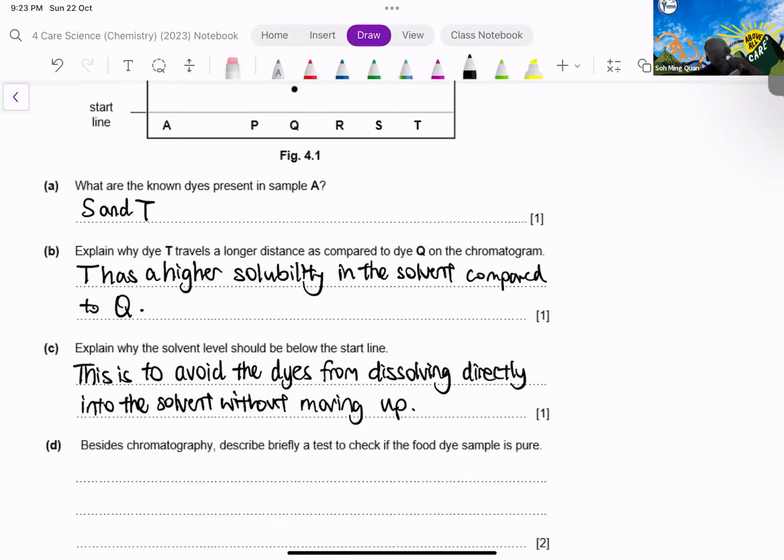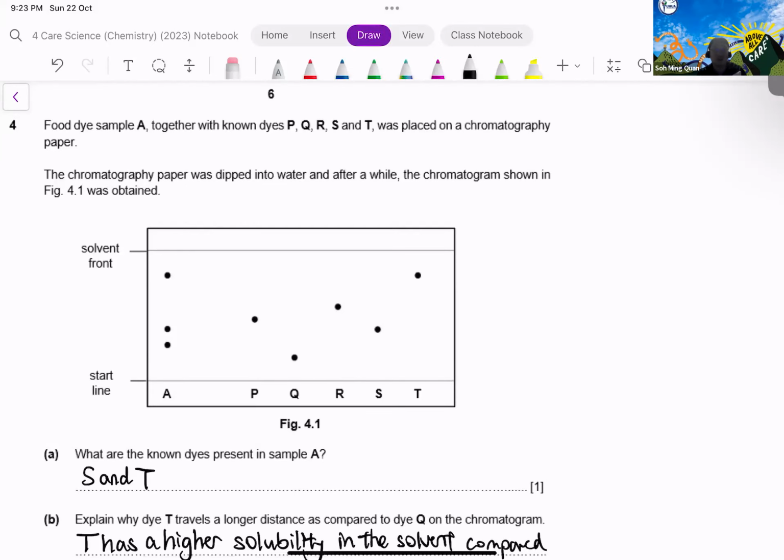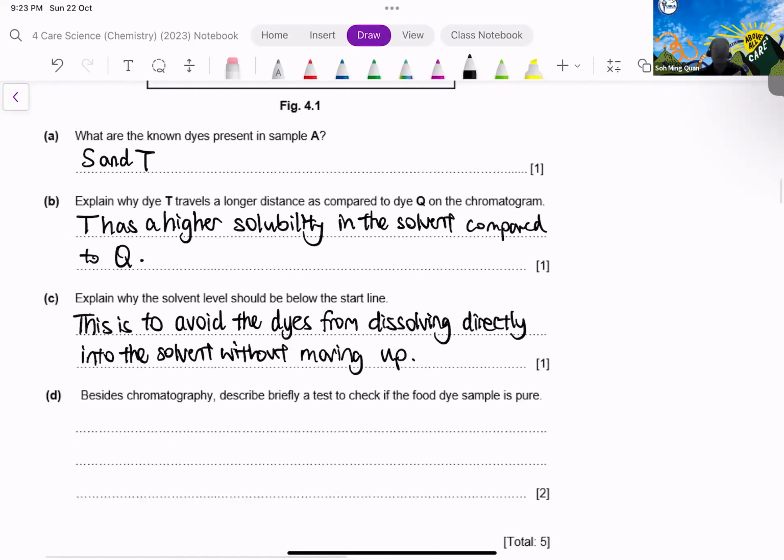Now, let's go through part D together. Besides chromatography, describe briefly a test to check if the food dye sample is pure. All right. Now, what can you do to check whether the food dye sample is pure or not? In this case, you are not told if the food dye is a solid or a liquid. Most food dyes tend to be solids. So if it's a solid, we can measure the melting point. Whenever you're asked to determine the purity of something, we should measure its melting point or boiling point. So in this case, I'm assuming the food dye was originally a solid, so you can measure the melting point of the food dye.